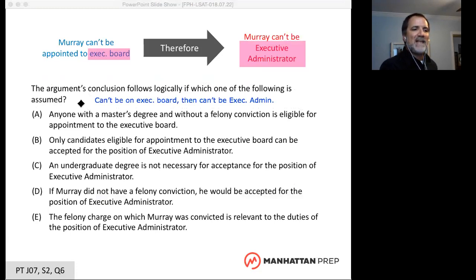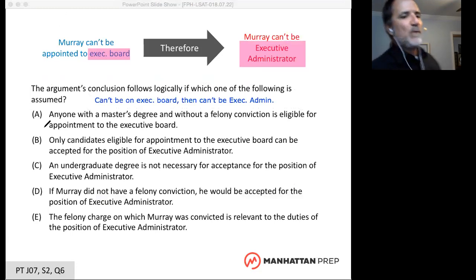is to be able to say, oh, I know what this argument is assuming. What this argument hasn't told me is that if you can't be on the executive board, then you can't be an executive administrator. But if I add that to this argument, then I actually do have a convincing argument. Then the conclusion is guaranteed. You've convinced me of your conclusion. And notice that only one of these answer choices actually does that. There's only one answer choice that links those two ideas.